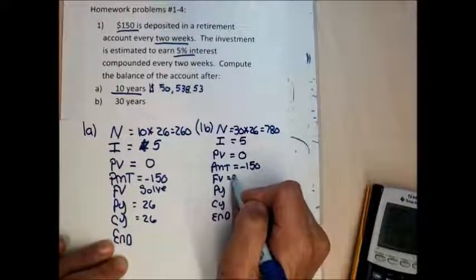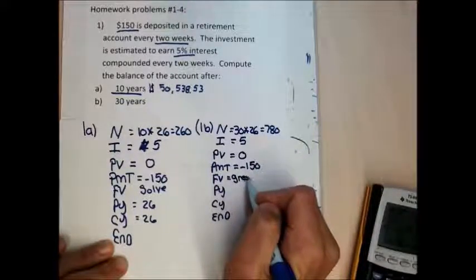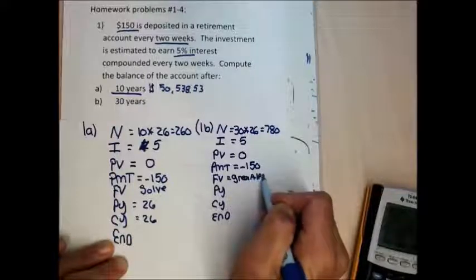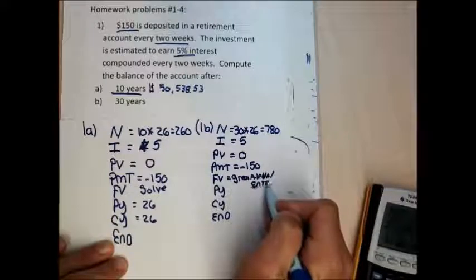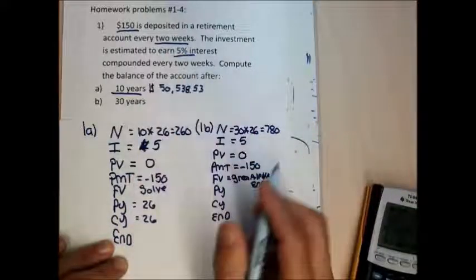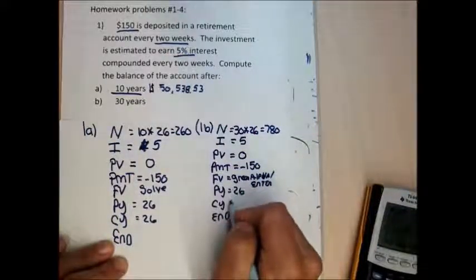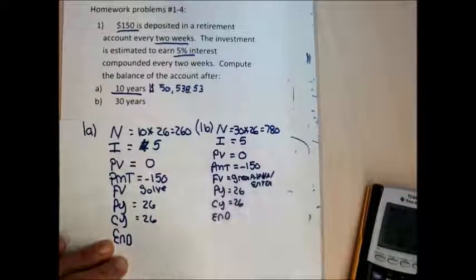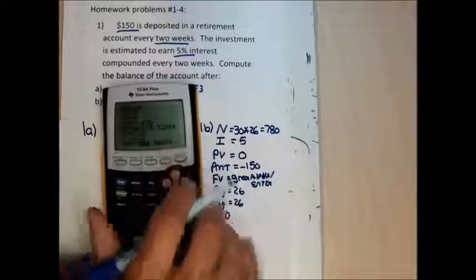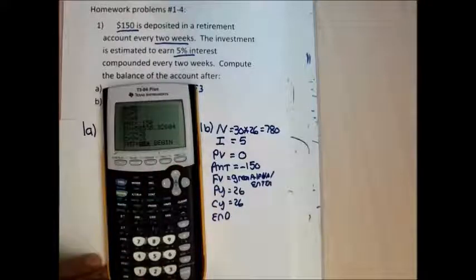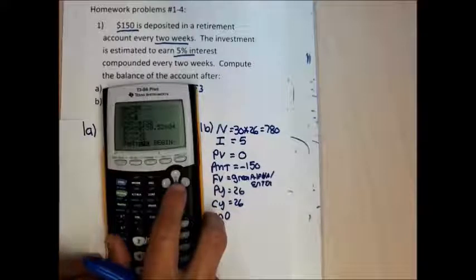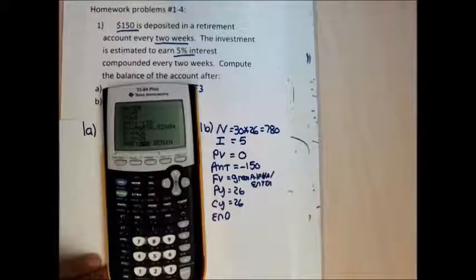I'm still going to hit the green alpha and enter to figure out the PV. Still making deposits every 2 weeks, so the PY and the CY are 26, and we're always leaving our calculator on end. So I'm simply going to arrow up to the N, type 30 times 26, because everything else that I had to write in was there, and I'm going to arrow down to the FV, hit my green alpha and enter.